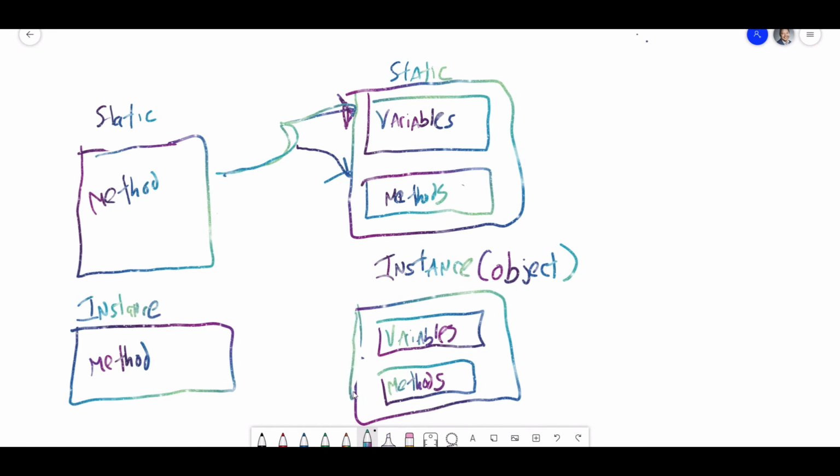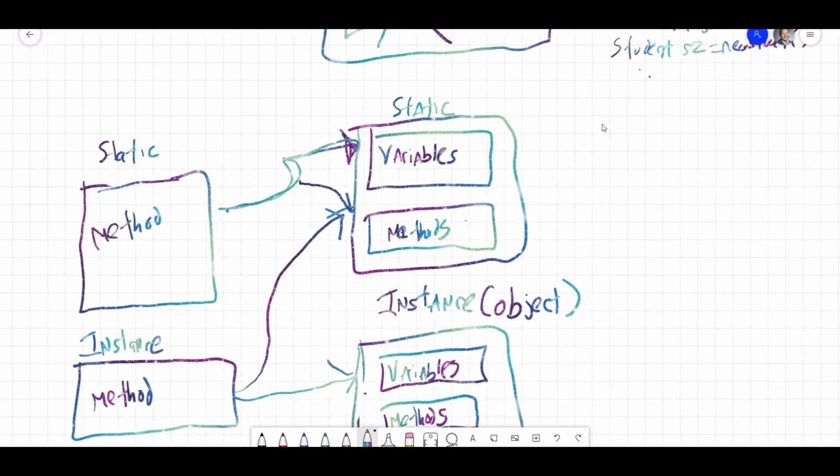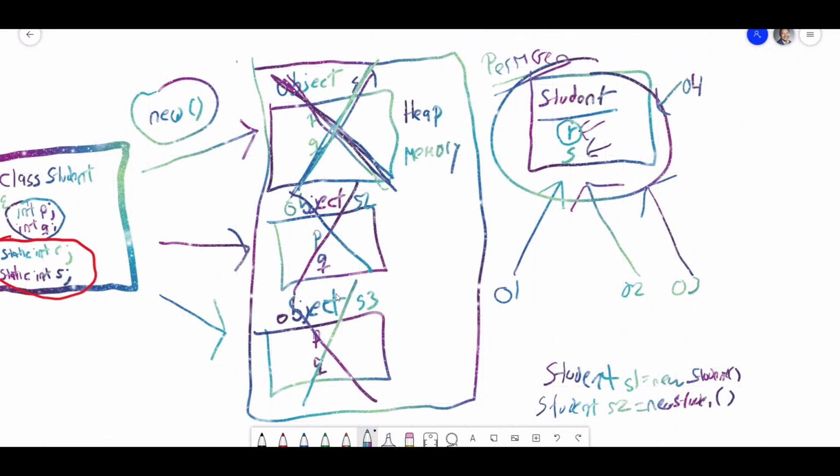Now let's go to instance methods. This is a little different now. With instance methods, I can actually access everything over here. If I have an instance method, I can access anything that's static. And if I have an instance method, obviously I can access anything that is instance. So if we look at my previous diagram, let's say we created another object here. We'll call this object S3. It has its own instance variables, so it's going to have P and Q.